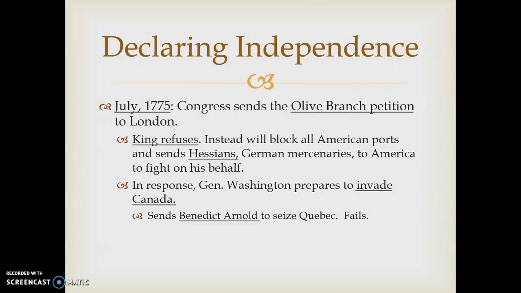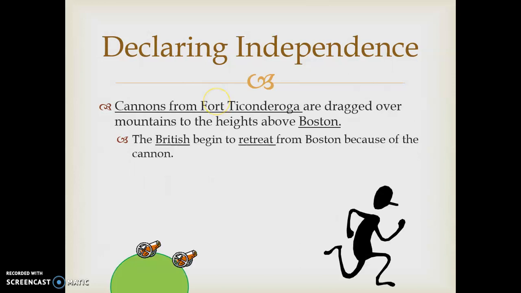In response, General Washington prepares to invade Canada, which will fail spectacularly, and Benedict Arnold will lead that attack on Quebec, which will also fail. Meanwhile, Ethan Allen has finally arrived at Boston Heights, also known as Dorchester Heights, and he drags these cannons from Ticonderoga and puts them on top. And the British are forced to retreat from Boston because of these cannons.